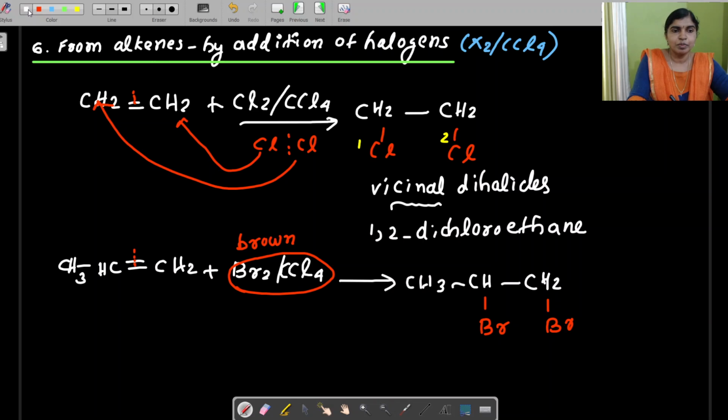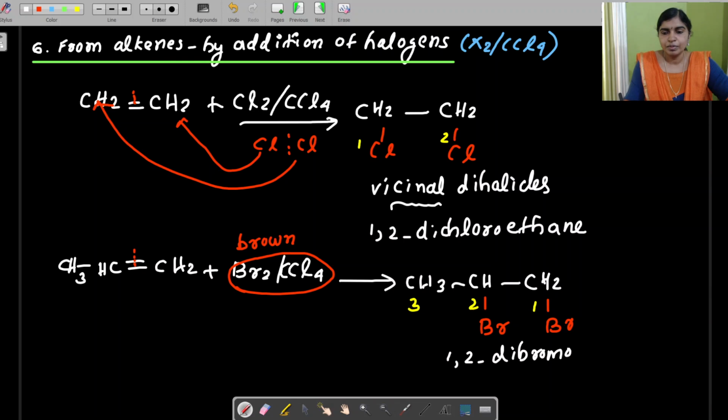So what is the name of the product? How will you number this? This is 1, this is 2, and this is 3, isn't it? How will you name this? That is 1,2-dibromo, a 3 carbon chain, that is prop plus ane, that is propane. That is 1,2-dibromopropane, isn't it?